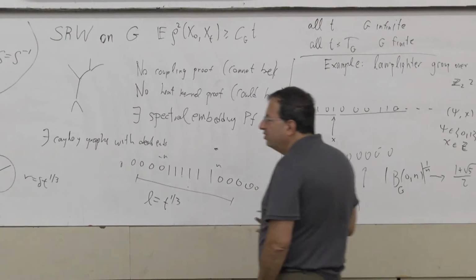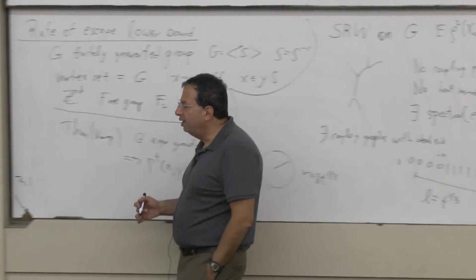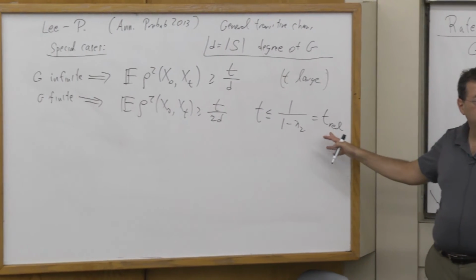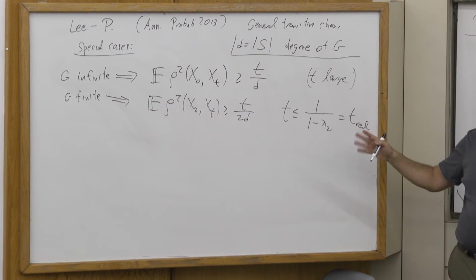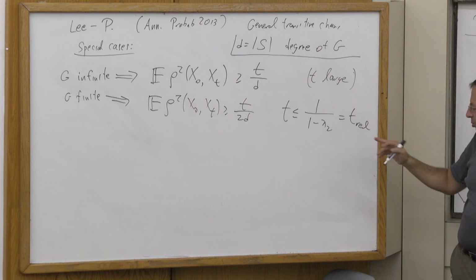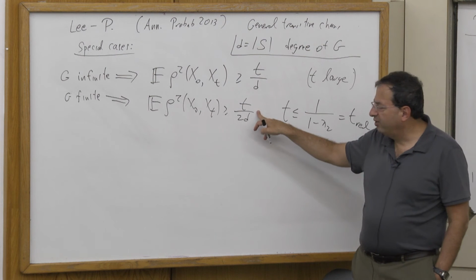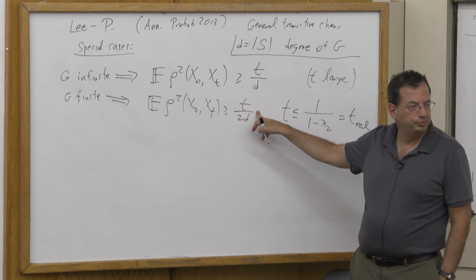And 1 over that is known as the relaxation time. It's a close cousin of the mixing time. It's generally smaller, and the ratio is bounded by the log of the size of the group. So for all times which are less than the relaxation time, we have the same kind of lower bound.